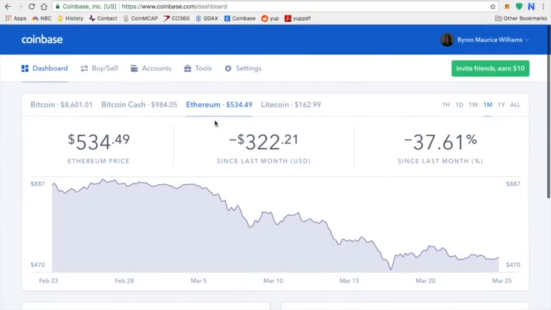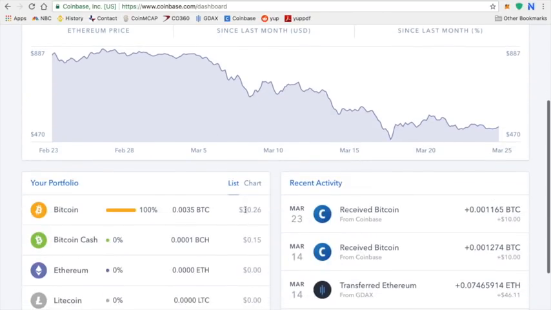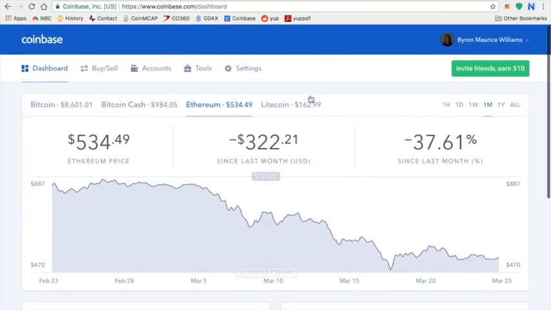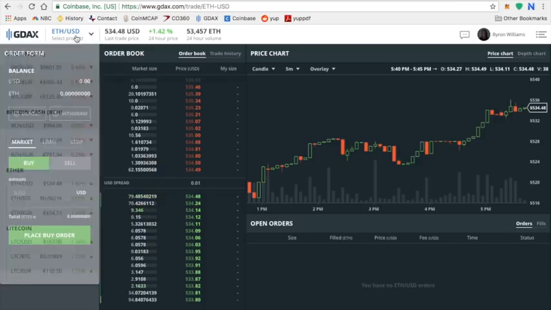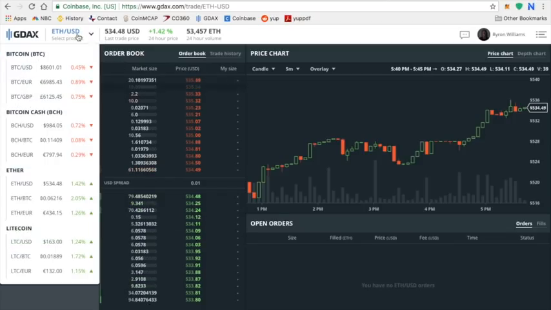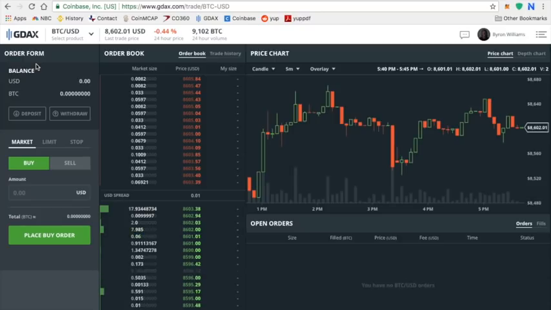As you can see, I already have some money in there. I got, let's say, $30 for this tutorial. Once you've got your money in your Coinbase, then you go to GDAX. Click on the link below. We are going to deposit that Bitcoin into our GDAX. I'm going to make sure, see, as this says Ethereum to USD, we're not doing Ethereum right now. I did Bitcoin, so I'm going to make sure it says BTC to USD.